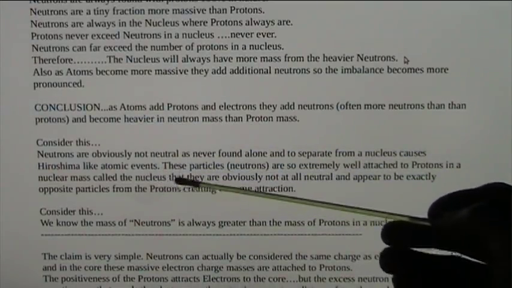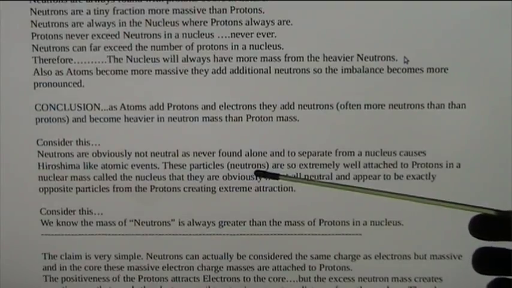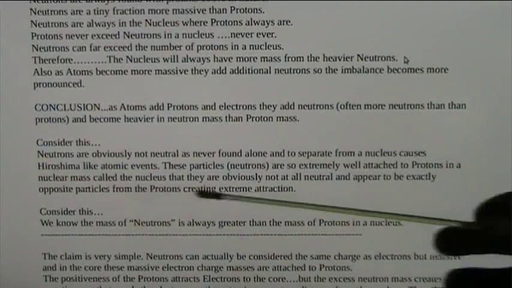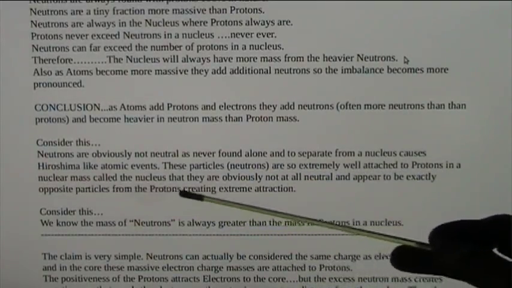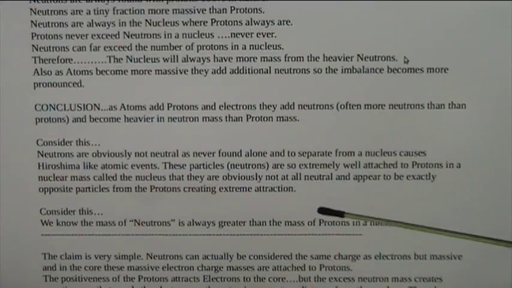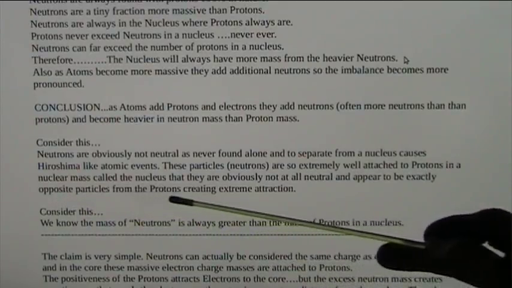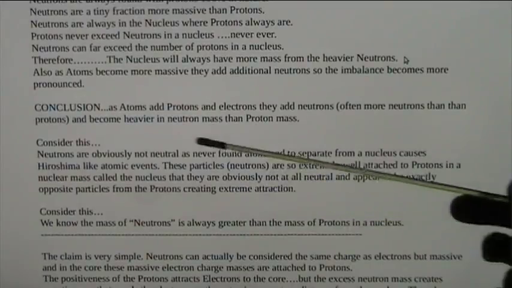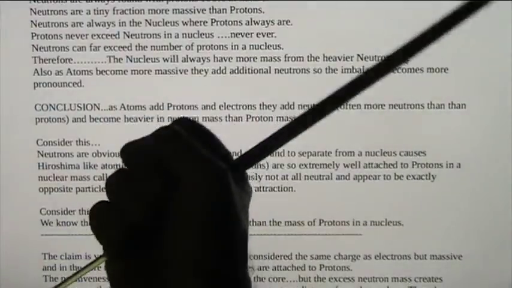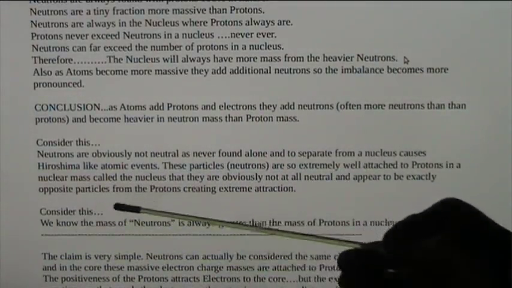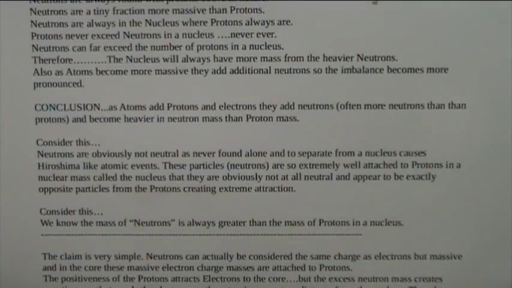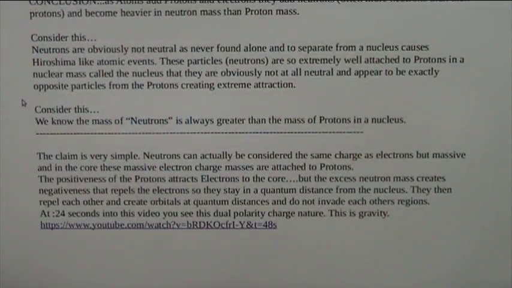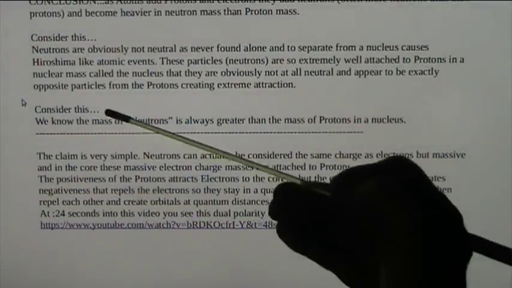All right. So these particles, the neutrons, are so extremely well attached to the protons in a nuclear mass called the nucleus that they are obviously not at all neutral, and appear to be exactly opposite particles from the protons, creating extreme attraction to those protons. So they are held together and almost impossible to break, unless you want to do nuclear stuff. Now, there is an option to that, though, and it is with frequency. So we'll talk about that later.